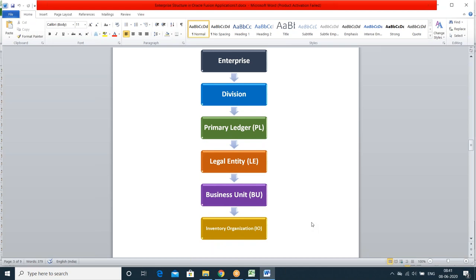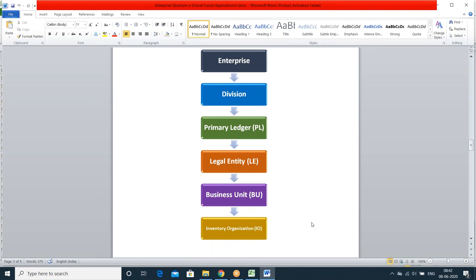For service-oriented organizations, they may not require a warehouse. If they are dealing with some product, yes, they need an inventory organization. If they are into manufacturing, to maintain the raw material and all, they need an inventory organization. If the organization is into services, say consulting services, they don't need to store anything within a warehouse. So in that case, an inventory organization is not required.